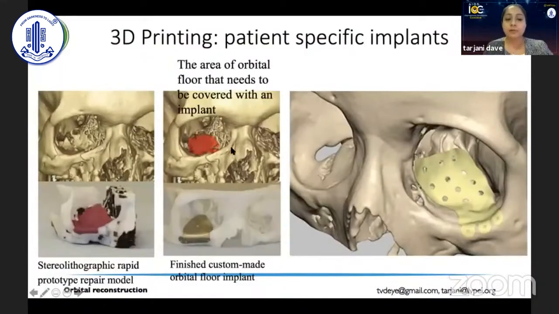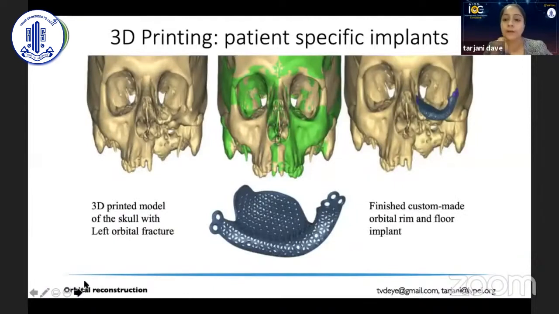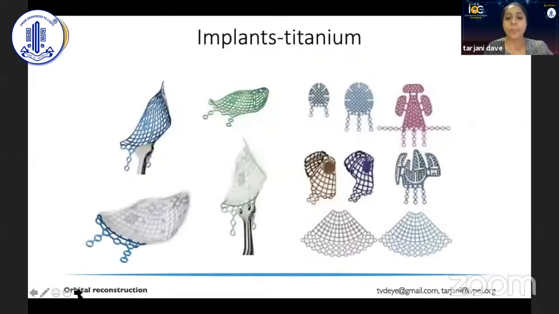This is an example where the defect is configured on a 3D printed skull, and the area of the defect is sent to a printer to generate a very patient-specific implant that treats just the area of the fracture. For orbital floor fractures that also involve the rim, this is extremely useful, and you can generate specific implants that help you in correction of not only the floor but also the orbital rim.